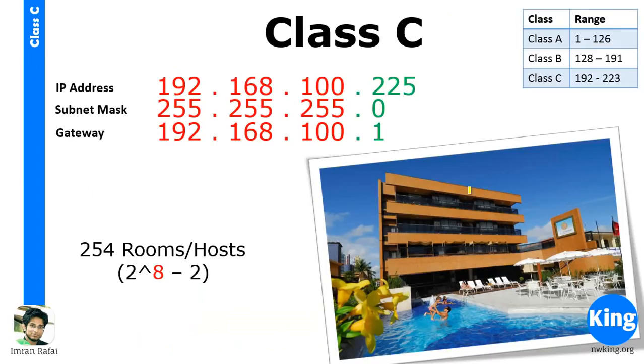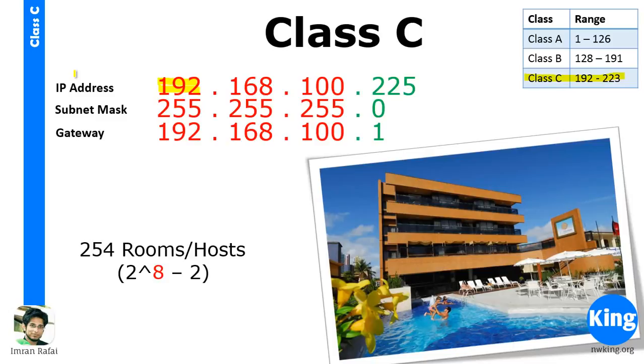Right, let's look at a class C IP address. If you remember from the previous slide, the class of an IP address is decided by the first octet. So in this case, it's 192. If you look at this table, 192 is class C. So this is a class C IP address.